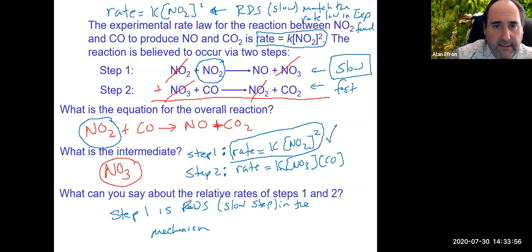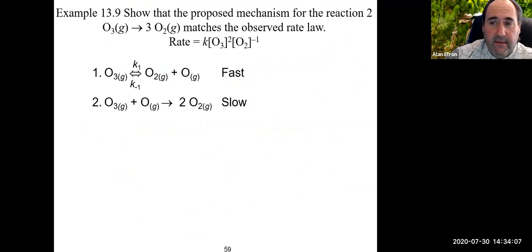So let's take a look at a different type of mechanism problem. And this is one where we're going to try to determine whether or not this mechanism is a good mechanism, a plausible mechanism. Could this mechanism actually work for this particular reaction? So in this one, we want to show that the proposed mechanism for the reaction of 2 O3 goes to 3 O2 matches the observed rate law, or that it is a plausible mechanism.